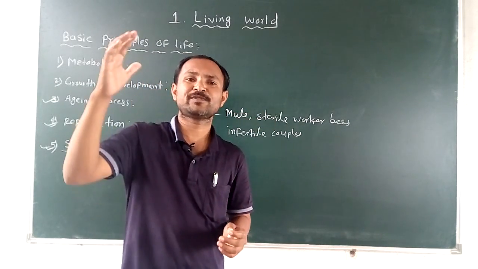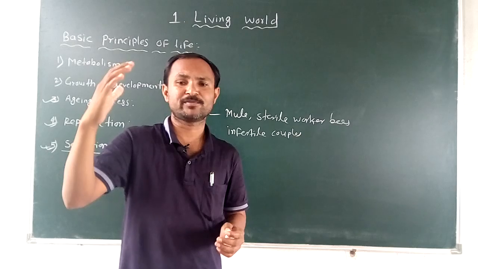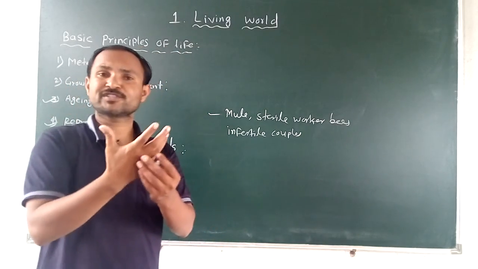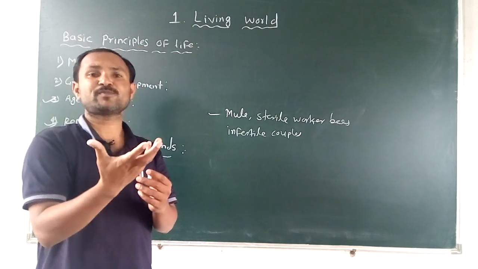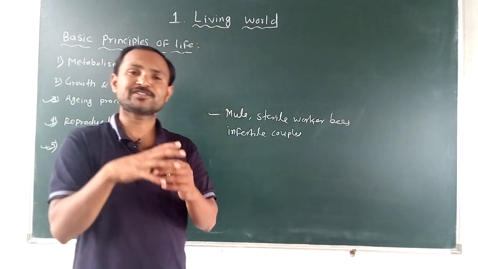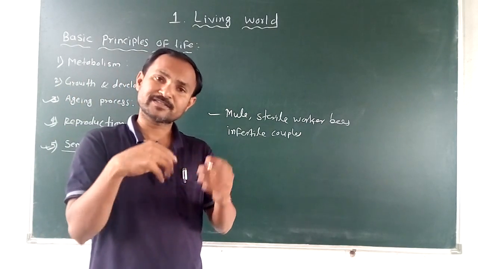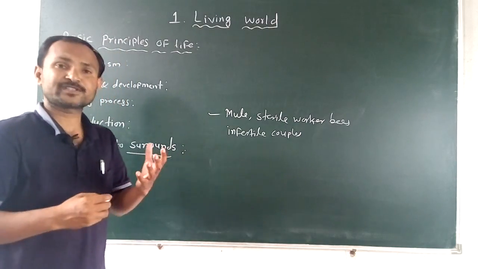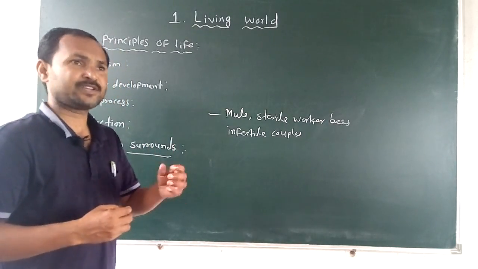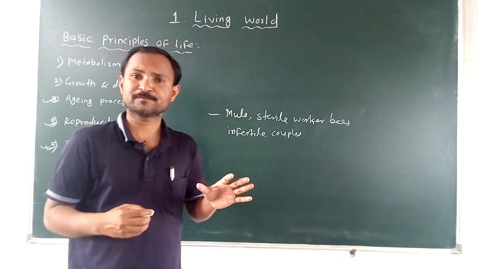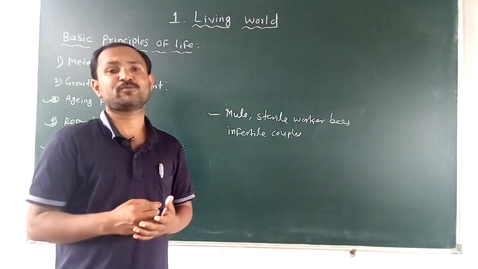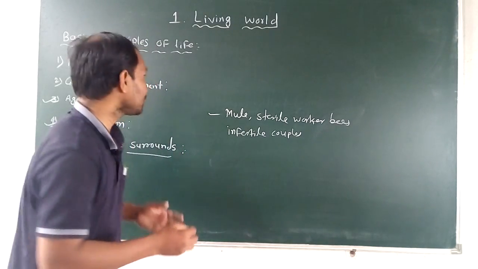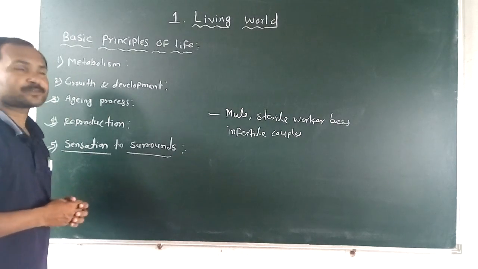If there is a high temperature, the organism responds to that high temperature. If there are chemical changes in the environment, the organism can respond. If there are biological changes in the environment, organisms can respond. Responsiveness means they show sensation to the surrounding. If any atmospheric changes occur, then organisms can respond to those atmospheric changes. These are all the basic principles of life.